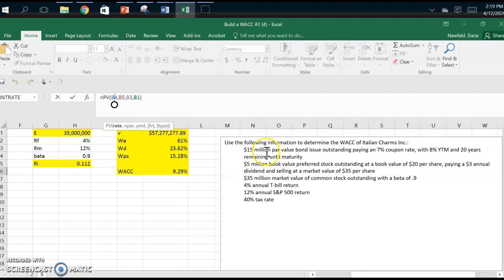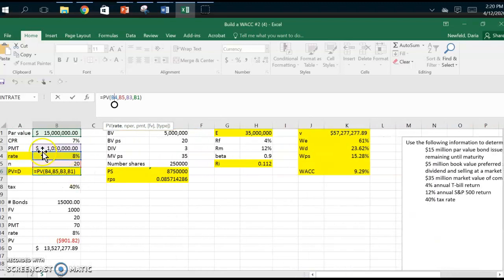Right up, I notice that this is a $15 million par value rather than a $1,000 par value. I also see that my 7% coupon rate is given, so that's going to be my RD. So the RD is already given to me, but I will still need to do a calculation because I know the par value, but I don't know the actual market value of debt. I can find the market value of debt based on that par value, 7% coupon rate, 8% yield to maturity, and 20 years remaining until maturity. So I'm going to scroll over here and show you how I did that.